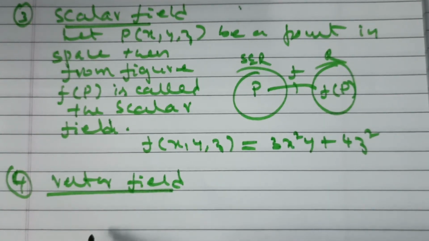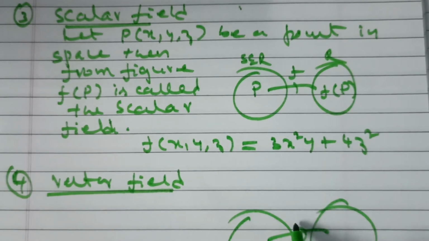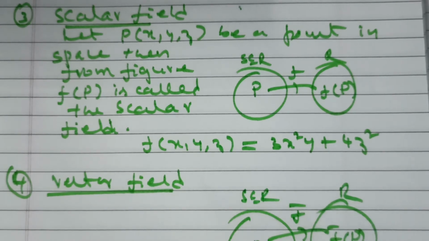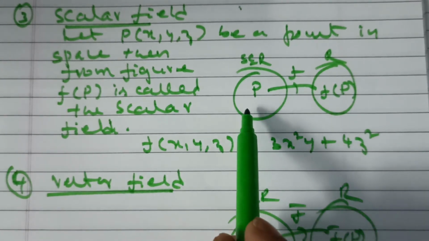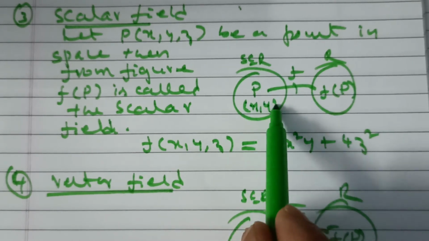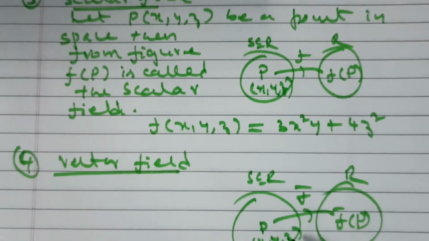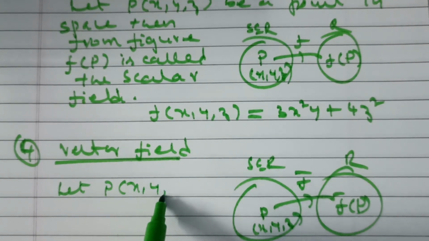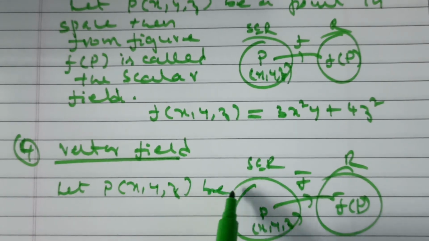For this also we can take the two sets, and between them the relation f bar. This is f bar of P. Of course, this is P, a subset of R, and this is R. Even here there is x, y, z. P is a point with coordinates x, y, z. Let P of x, y, z be a point in space.